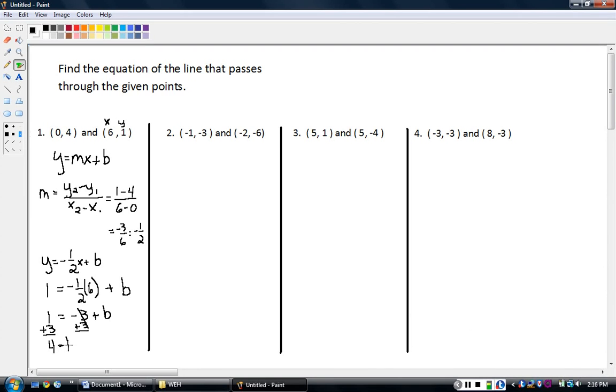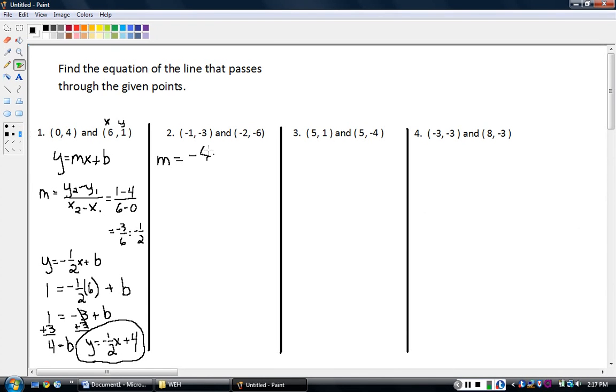Okay, so now I have everything I need, and I can plug in my values. So y equals negative 1/2 x, because the slope's negative 1/2, and the b value in this case is positive 4, plus 4. Okay, that's the process for finding the equation of a line given 2 points. So let's try it again. First, find the slope.